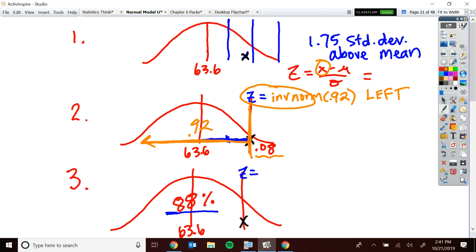But guess what, you people who have the other calculator, if you did inverse norm of 0.08 and you went to the right, that will give you the same z-score. So if you have one of those operating systems that's updated, then you can do that. You just have to pay attention to upper: is it the right or to the left? Okay, so these two would give you equivalent.